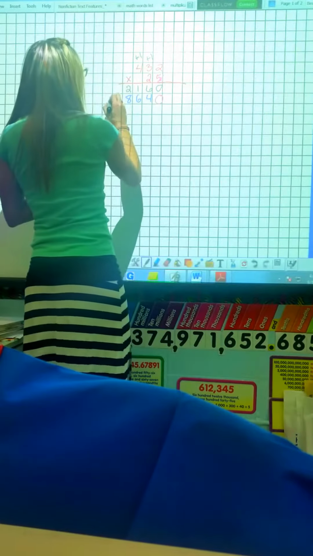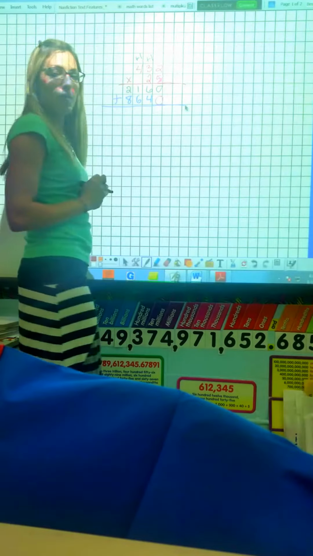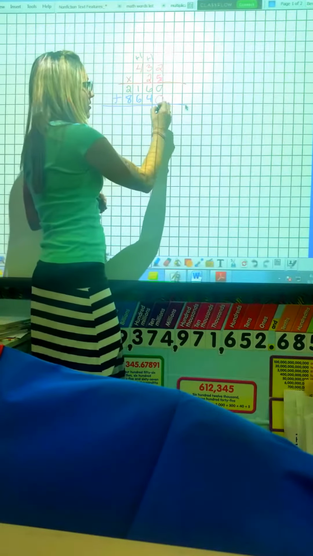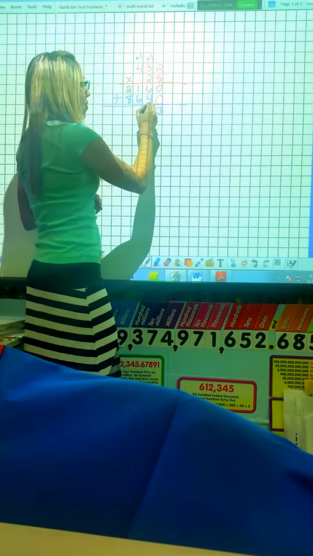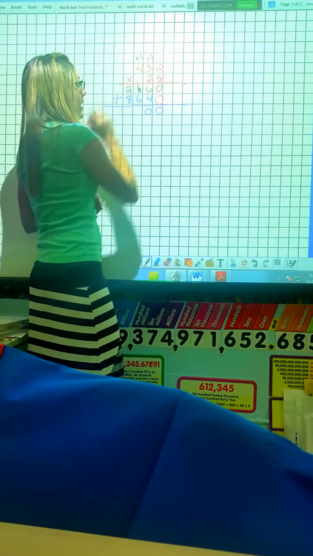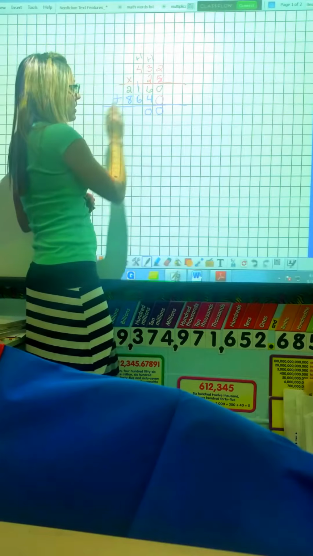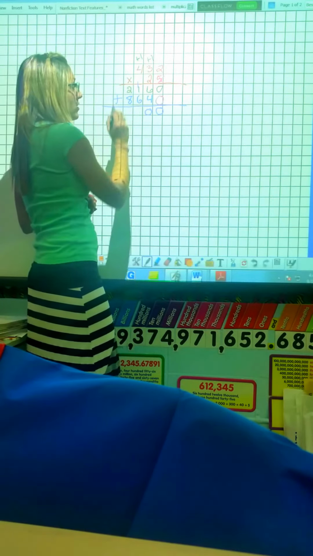So I'm going to add them all up. So I have 0 plus 0 is 0. 6 plus 4 is 10. I'm going to carry my 1 right there. 6 plus 1 is 7, plus 1 more is 8.